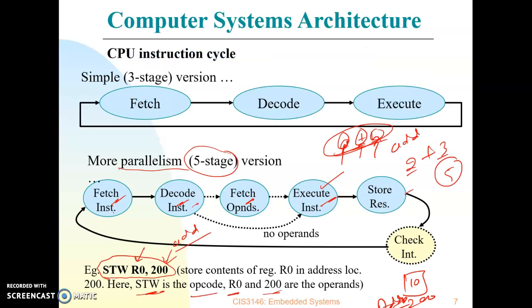That's all in this session. In the next session, we will discuss how to synchronize instructions with the timing.